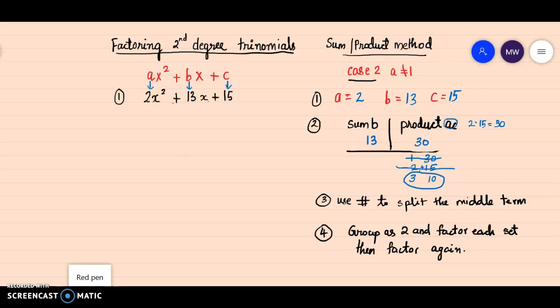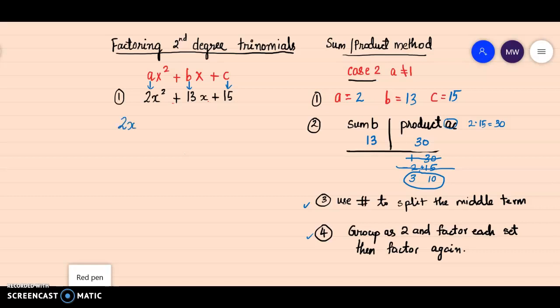Usually in case 1, once we find these two numbers, we already have our factors as x plus 3 and x plus 10, and we're done at that point. But in the sum product method case 2, there are two extra steps that we have to follow. I like to call the third step: use the numbers that you found to split the middle term and rewrite this first expression.